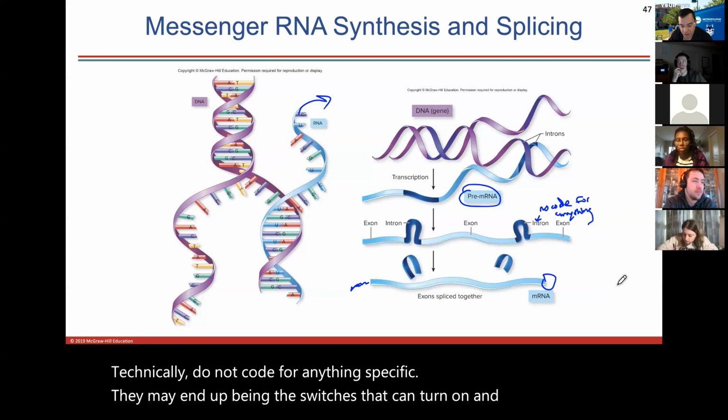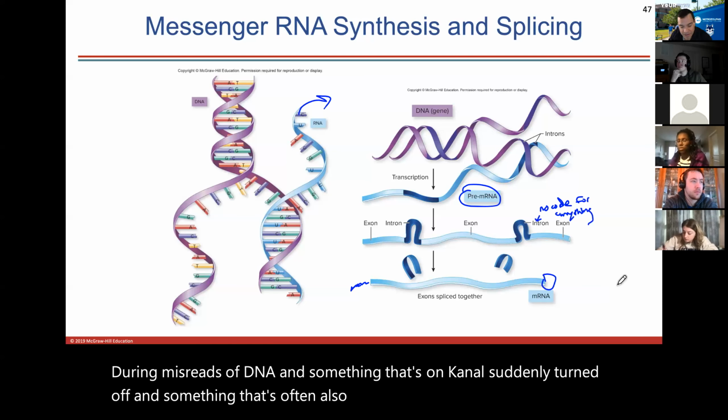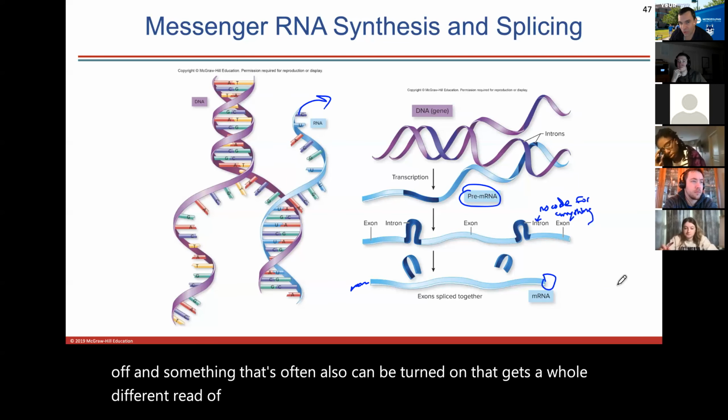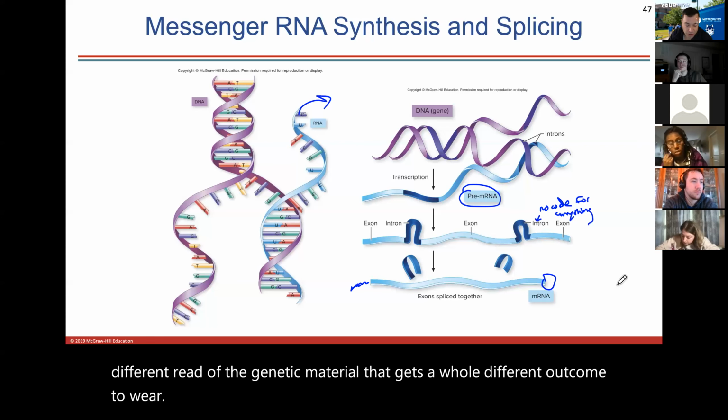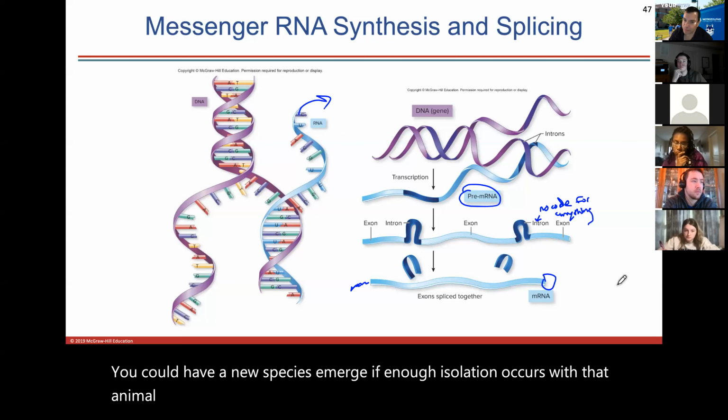during misreads of DNA, and something that's on can all of a sudden be turned off, and something that's off can all of a sudden be turned on. And that gets a whole different read of the genetic material, and that gets a whole different outcome to where you can have a new species emerge if enough isolation occurs with that animal group. So they're pretty interesting, but introns themselves, they don't code for anything.